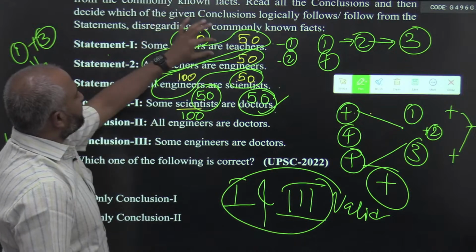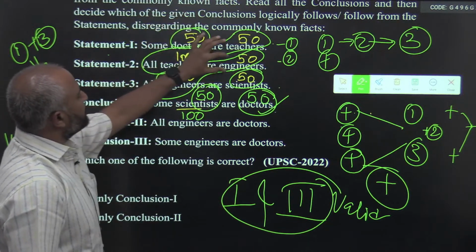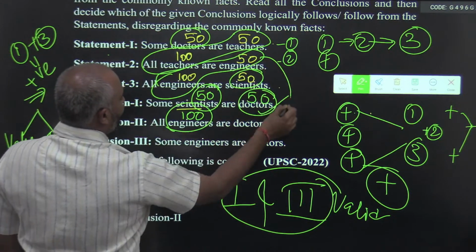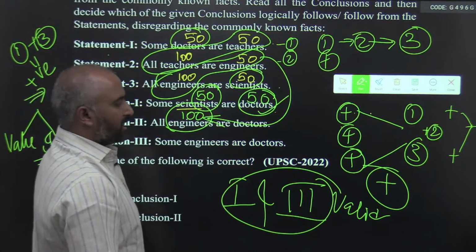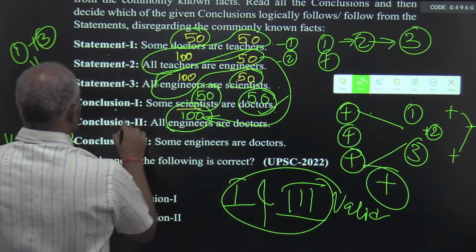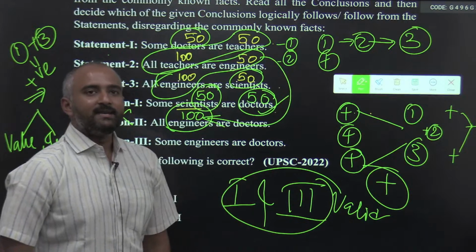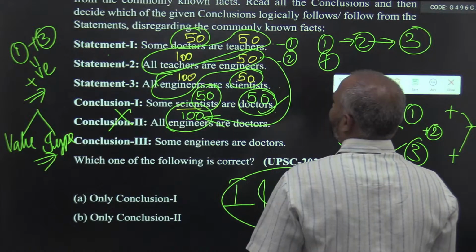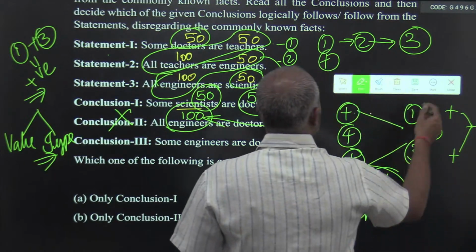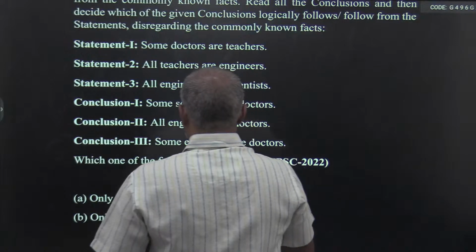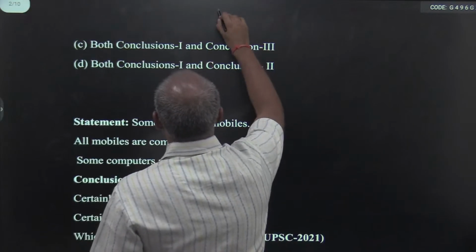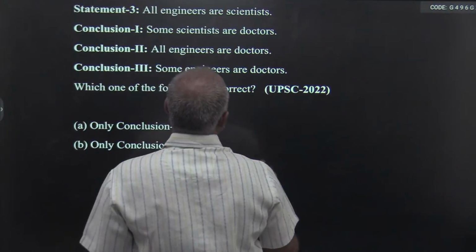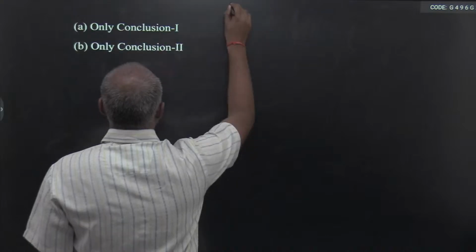So doctor's value is 50, engineer's value is 50, but the engineer value of 50 cannot become 100. That's why this is invalid. So the valid statements are 1 and 3. I hope this is easy. Next one. This was the first time they have gone for a 3 statement conclusion from 3 statements.